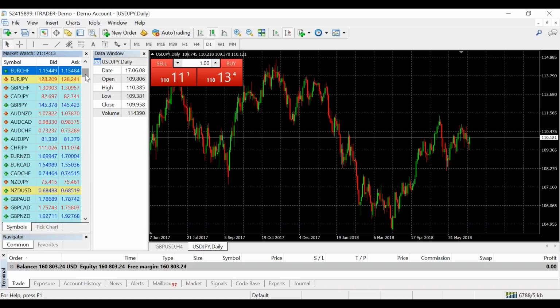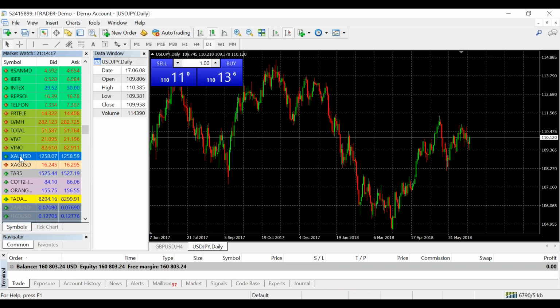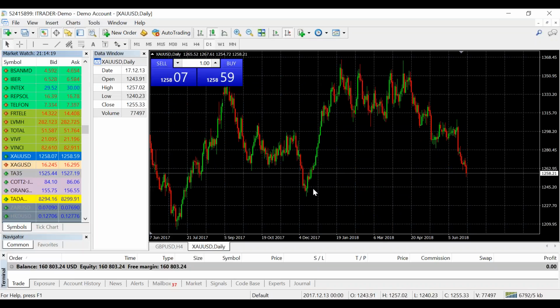If I'm going and checking gold, I'm going to see exactly the opposite. XAU USD went up and then went down, all right? So opposite correlation. It works on half an hour, it works on a daily chart, any interval of time you're going to look, you're going to see that.